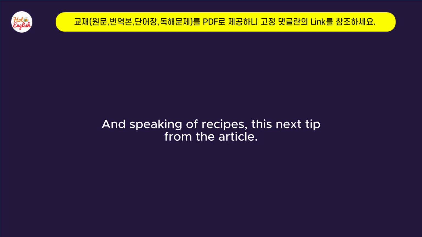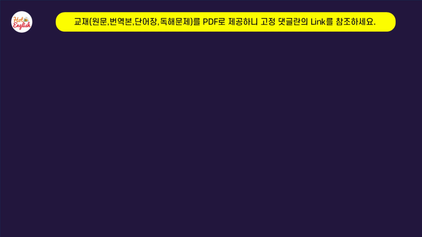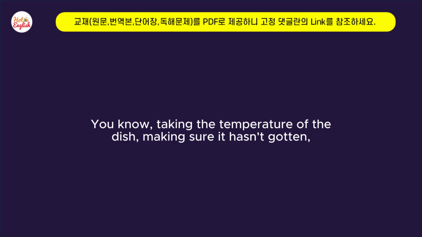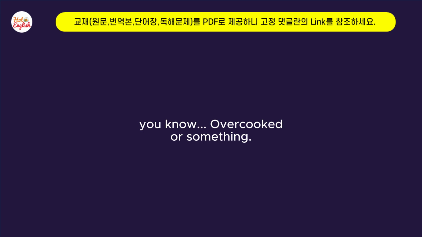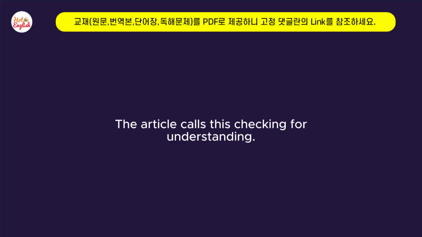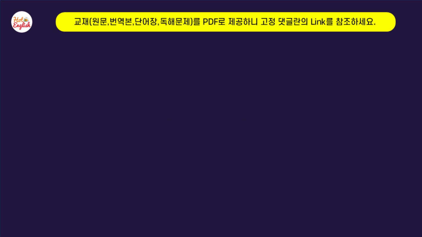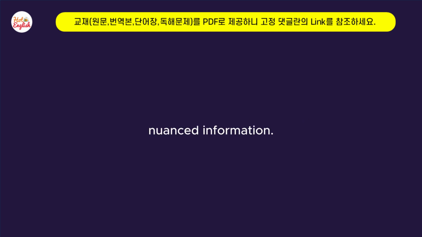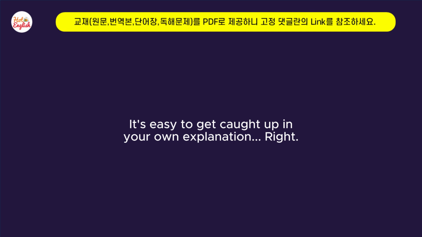Exactly. And speaking of recipes, this next tip from the article reminds me of something a seasoned chef might do. Oh, yeah. Taking the temperature of the dish, making sure it hasn't gotten overcooked or something. Yeah, making sure the flavors are balanced, the seasoning. Right. The article calls this checking for understanding. Oh, that's important. So crucial, especially when you're dealing with complex, nuanced information. It's easy to get caught up in your own explanation.